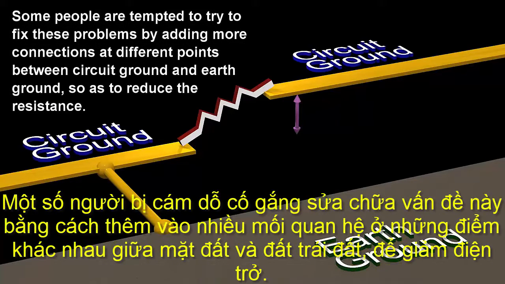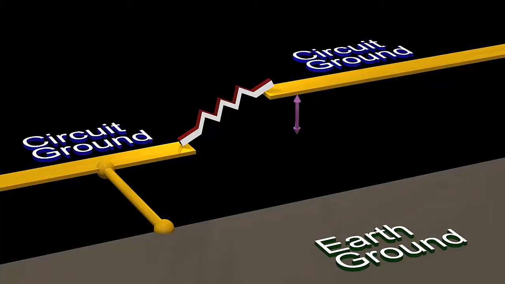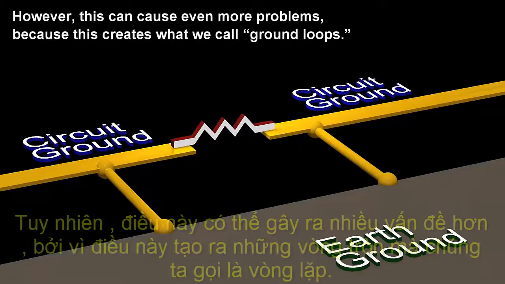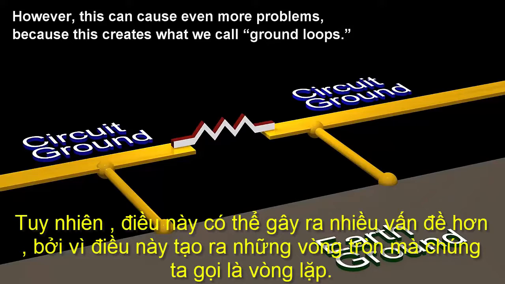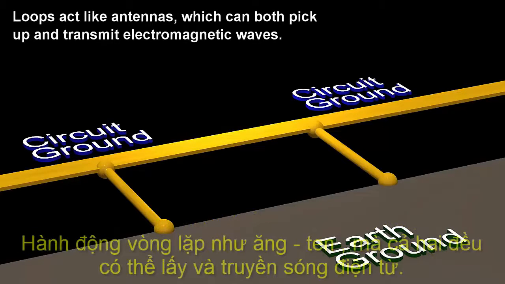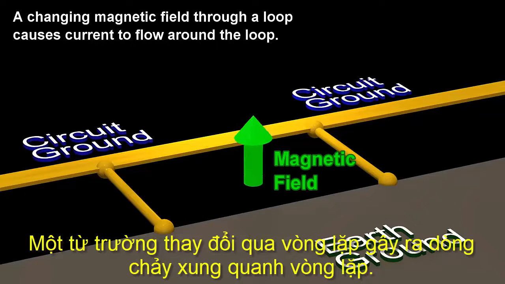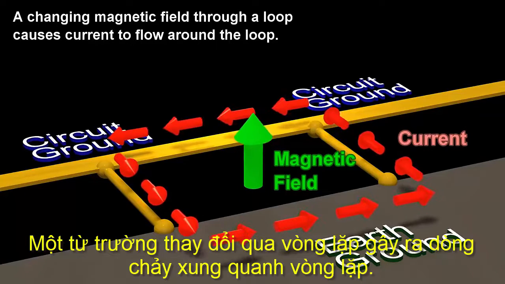Some people are tempted to try to fix these problems by adding more connections at different points between circuit ground and earth ground, so as to reduce the resistance. However, this can cause even more problems because this creates what we call ground loops. Loops act like antennas, which can both pick up and transmit electromagnetic waves. A changing magnetic field through a loop causes current to flow around the loop.